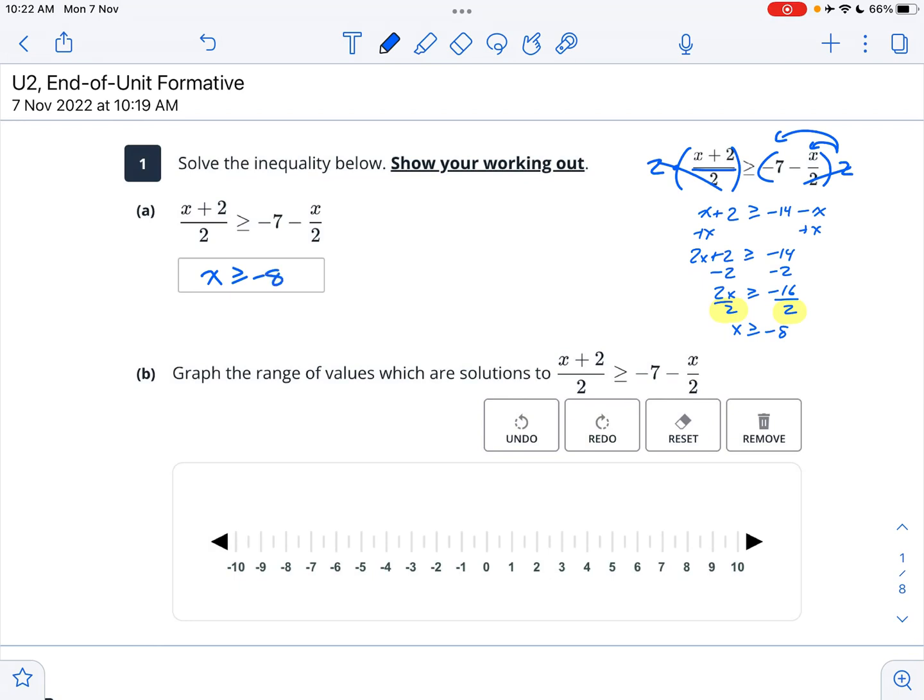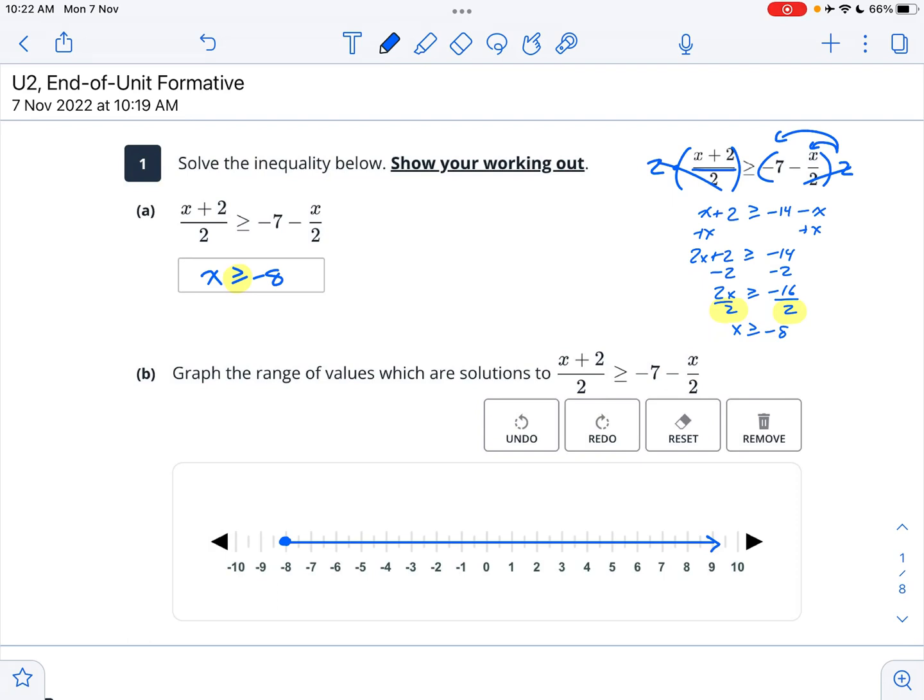And then you have to graph the range of values which are solutions to that. On this one, I'm going to find negative 8. I'm going to put a closed dot because it's greater than or equal to. And since I'm looking for all the numbers that are bigger than negative 8, I'm going to have my arrow going to the right.